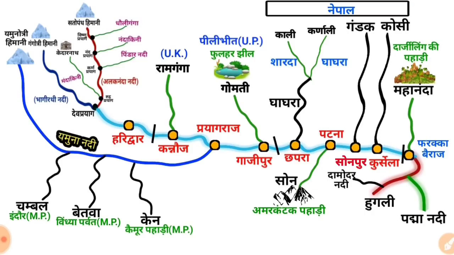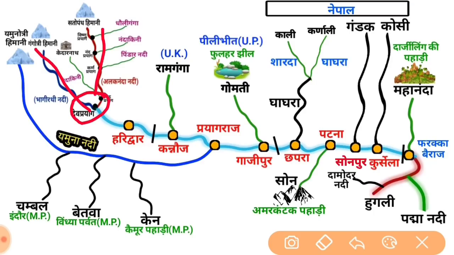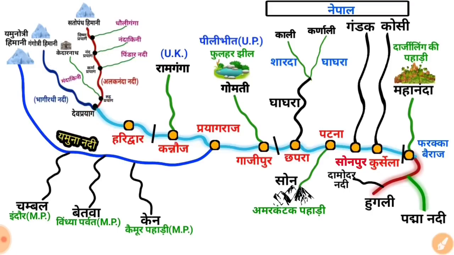So let's see. As I told you earlier, there was a confluence of 2 rivers till Devprayag. I also told you about its tributaries. So this river Ganga was formed after Devprayag. So after that, we will see further from here. We will continue further. So what happens after Devprayag? The Ganga river goes further and goes to Haridwar.